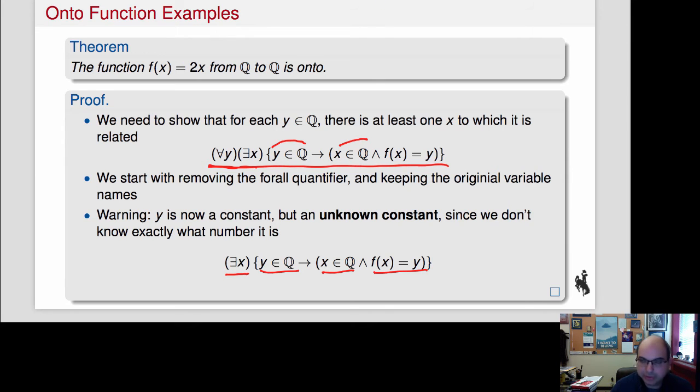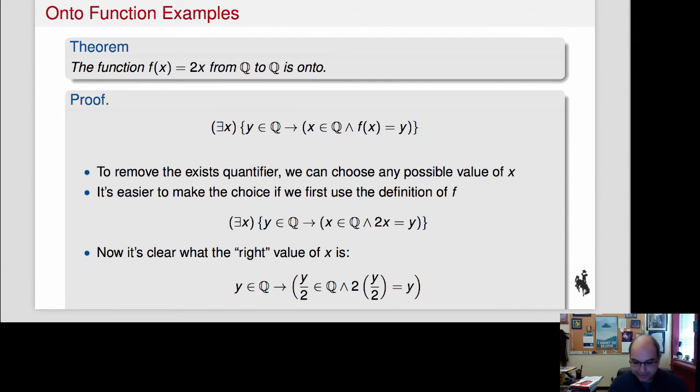So at this point, what we need to do is to choose the right value of x, or a right value of x, I should say. So how are we going to do that? Well, that's actually hard to do if we don't know what f is, right? So it makes sense to open up the definition of f to give us some sort of an idea. So here it is. Instead of f of x equals y, what we have is 2x equals y, right? And that's much more useful.